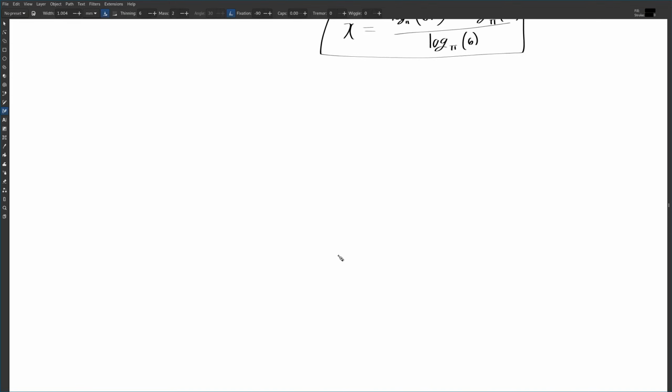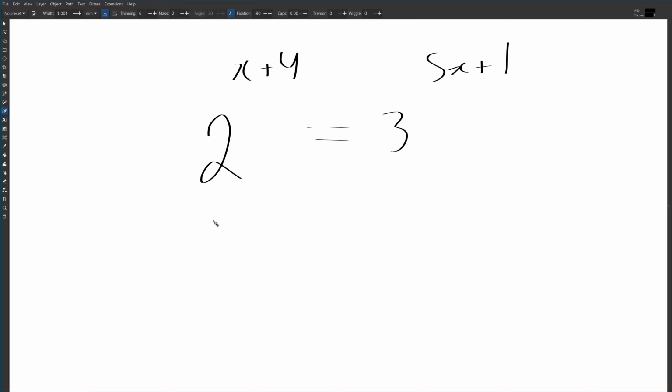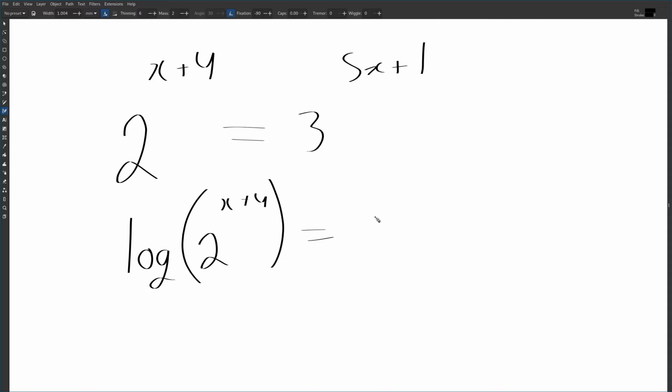And for one final problem, let's say you have a more complicated one with powers on both sides, like this. Let's say you have 2 to the power of x plus 4 is equal to 3 to the power of 5x plus 1. I covered this in a different video, but if you're interested, this is how it goes. So we take a logarithm of both sides as always. Log of 2 to the power of x plus 4 is equal to log of 3 to the power of 5x plus 1.